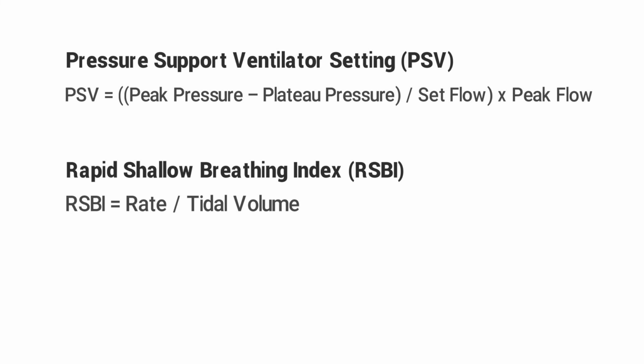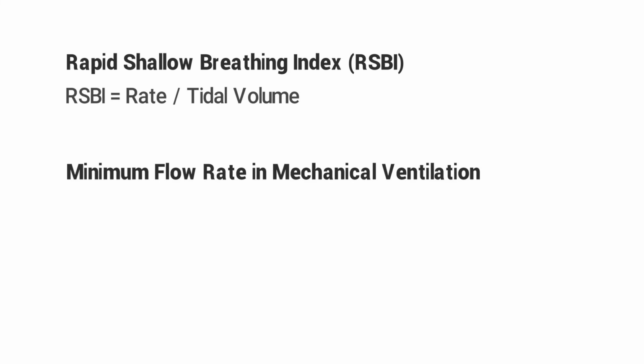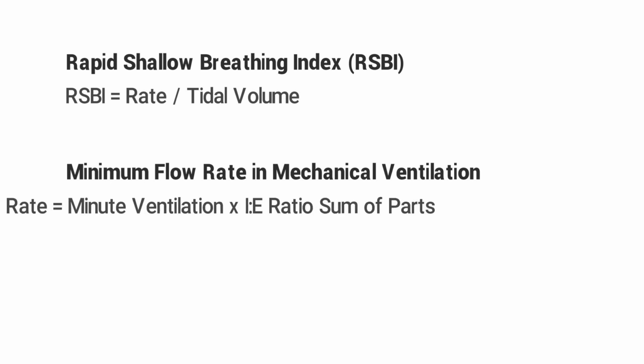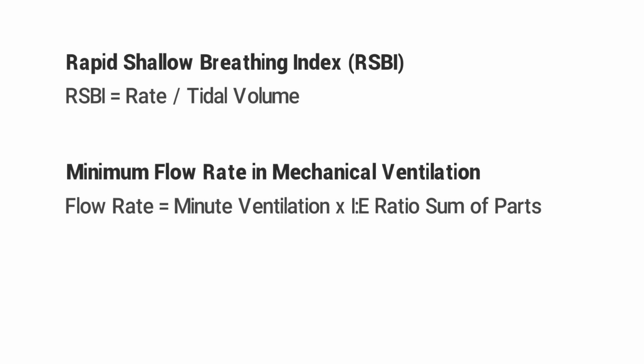And last but most certainly not least is the minimum flow rate calculation in mechanical ventilation. So to calculate the flow rate, you would say the minute ventilation times the sum of the parts of the IE ratio.